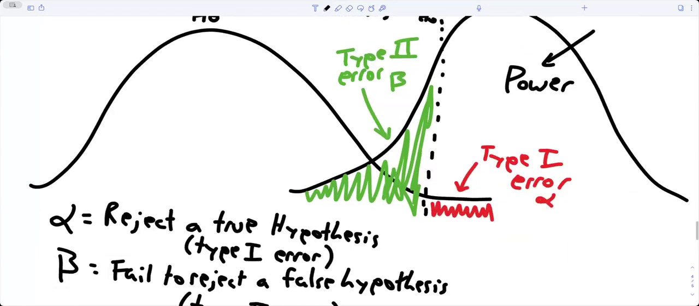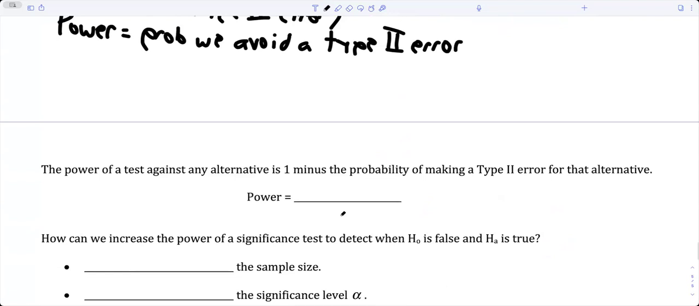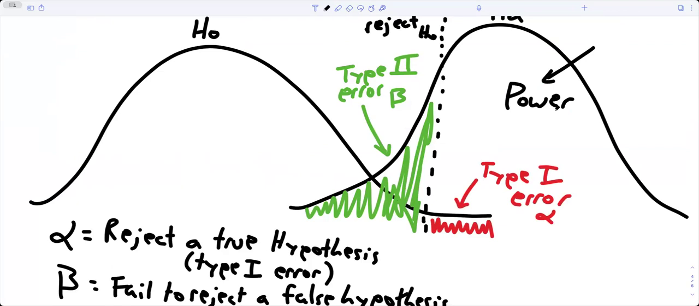Okay, well, the power of a test against any alternative is 1 minus the probability of my making a type 2 error for that alternative. So power is equal to 1 minus beta. Okay, why is that? What is the area under the density curve? Has to be 1, right? And so power, everything that's left in here, if I take 1 minus beta, that's going to leave me power.